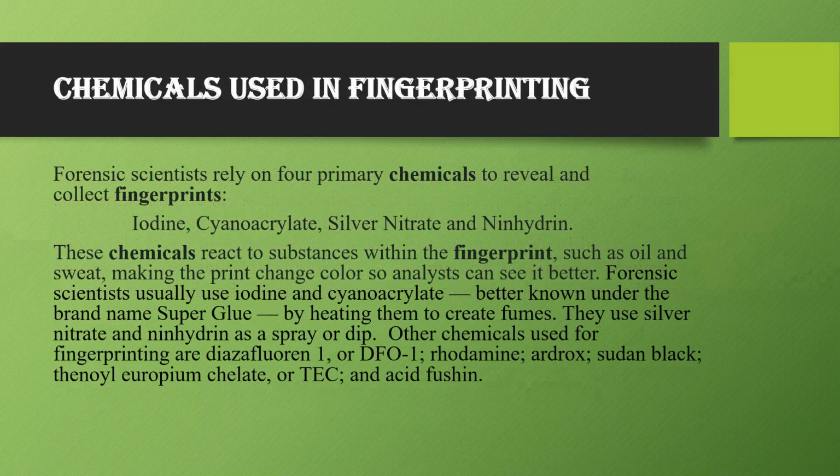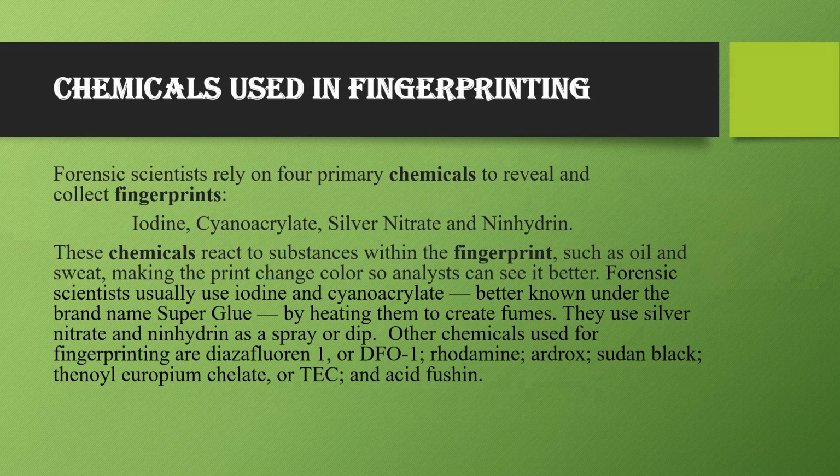Next, chemicals used in fingerprinting. Now we will discuss the chemicals which are used in fingerprinting. Forensic scientists rely on four primary chemicals to reveal and collect fingerprints: iodine, cyanoacrylate, silver nitrate, and ninhydrin.